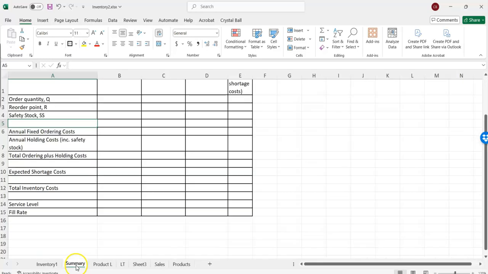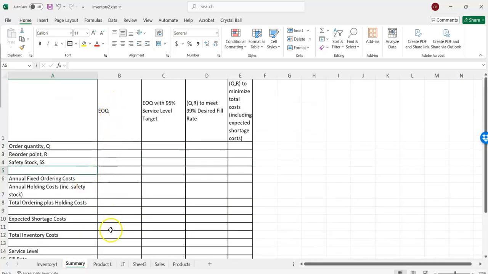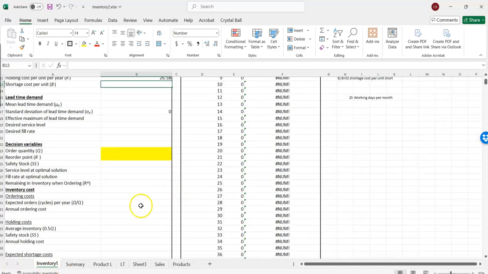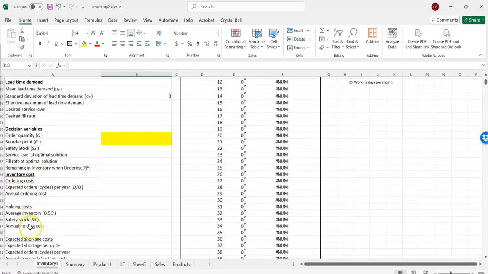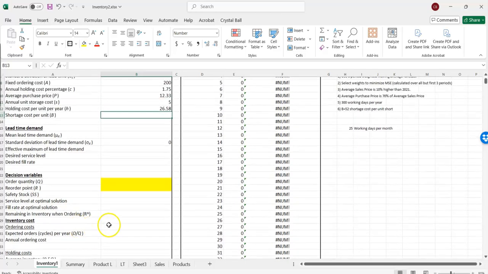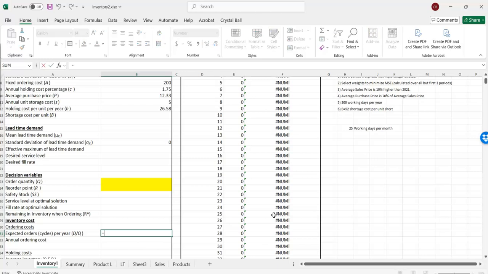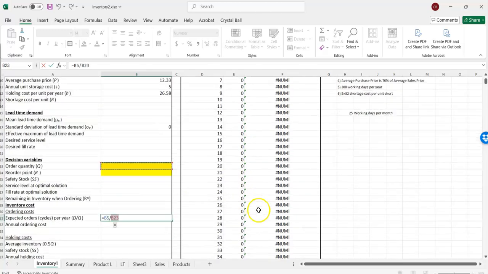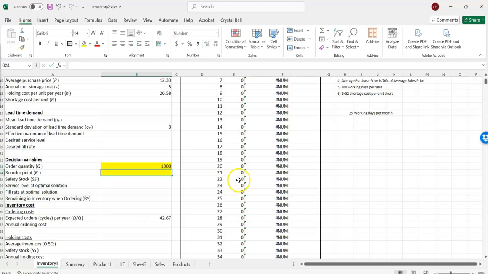All right, now if we look at our summary, the first thing we're going to do is just look at the EOQ model. For the EOQ model, the only costs we consider are the annual ordering cost and the holding cost, and we're leaving out safety stock for right now. So if we take our expected annual demand divided by our order quantity, we'll get the expected orders per year, and it would probably be best just to put in a starting value for order quantity, say 1,000, so that we can see this number calculate.